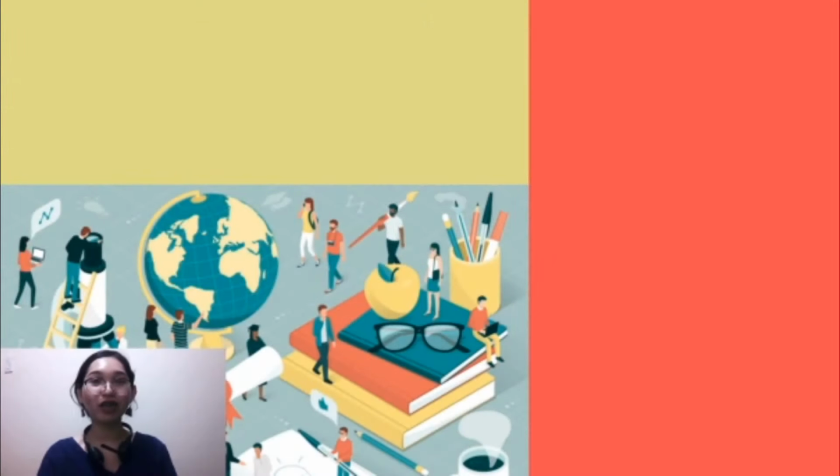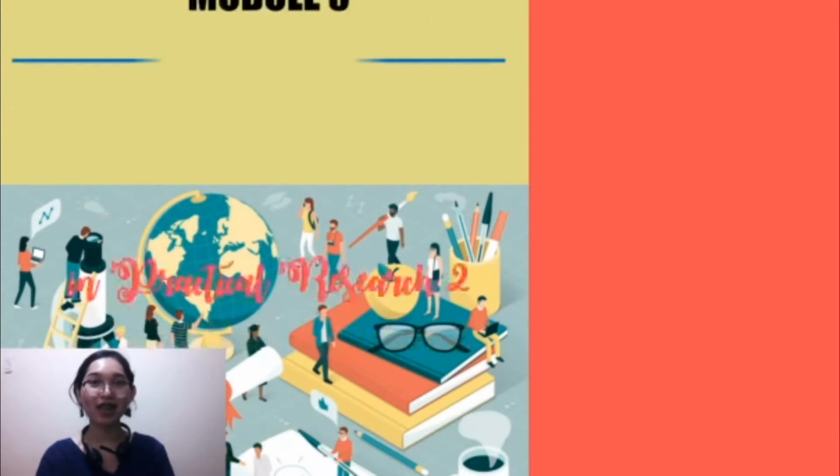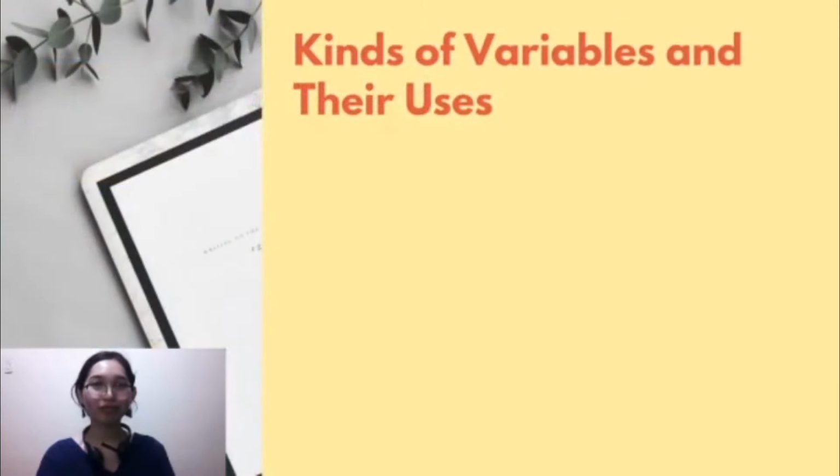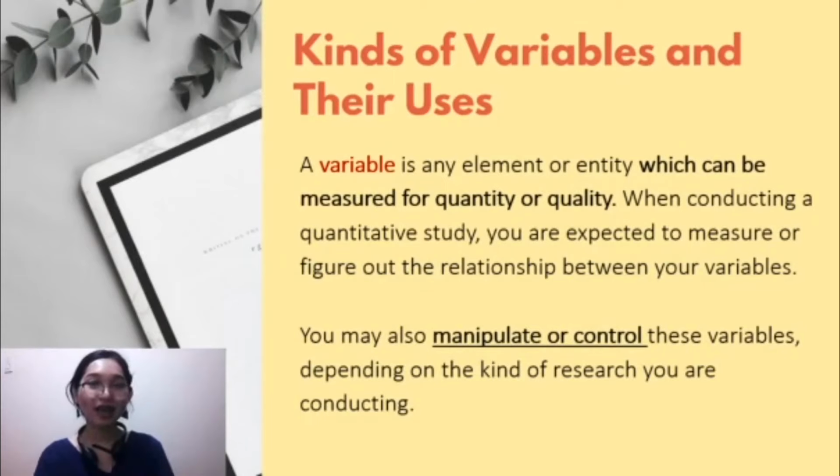This time we are now in your module 3 and our topic is on the nature of variables. A variable is any element or entity which can be measured for quantity or quality. In addition, these are properties or characteristics of some event, object, or person that can take on different values or amount. When conducting a quantitative study, you are expected to measure or figure out the relationship between your variables.